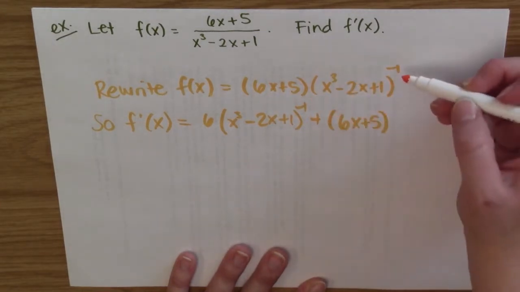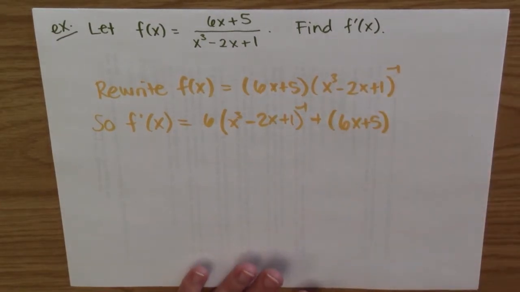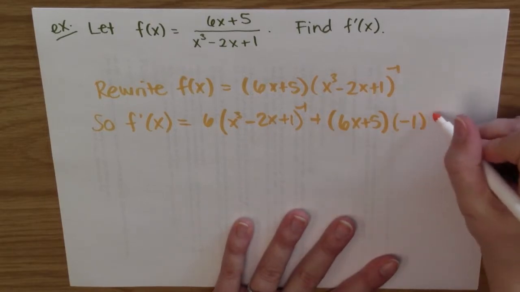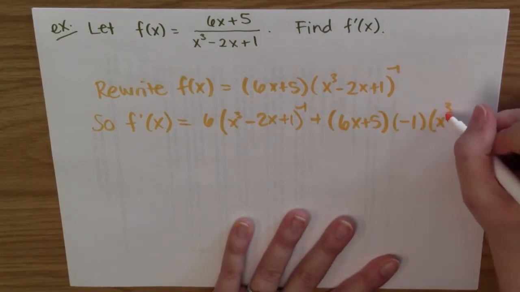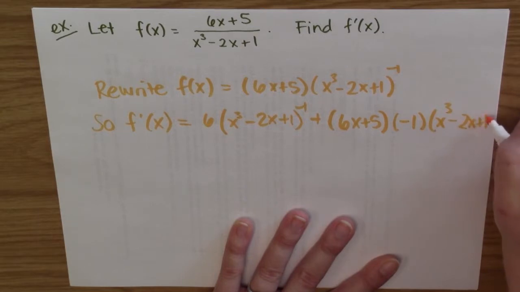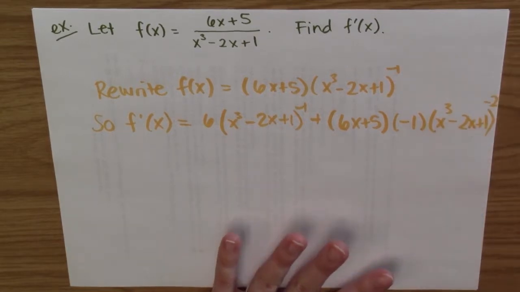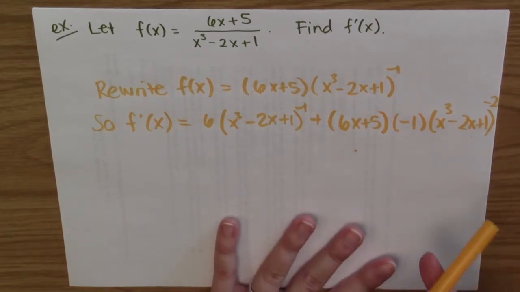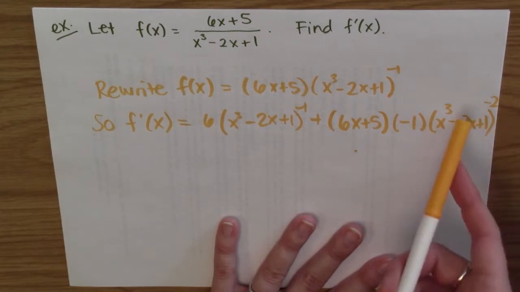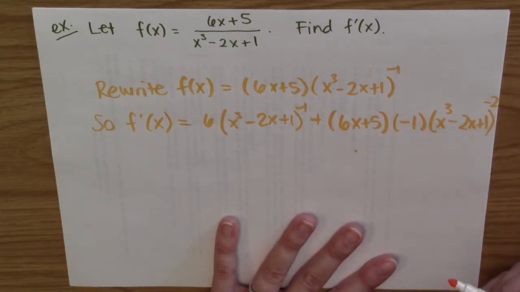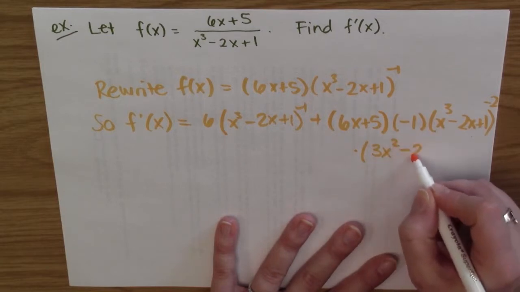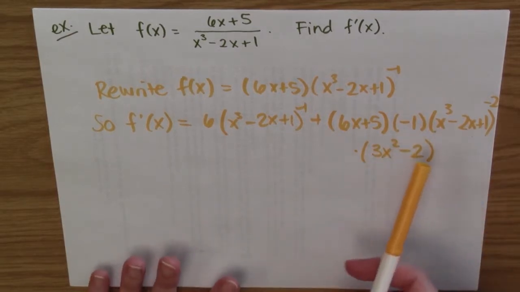Because I have this guy and then the power up here, so I use the power rule, and the power rule says that I have -1 times x cubed minus 2x plus 1 all raised to the power -2. So I subtract 1 from the exponent, and I ran out of space, so I'll put it down here. But then I have to multiply. This isn't just the derivative of this function. I have to multiply by the derivative of the inside function, which in this case is 3x squared minus 2. So I'm using the chain rule there.